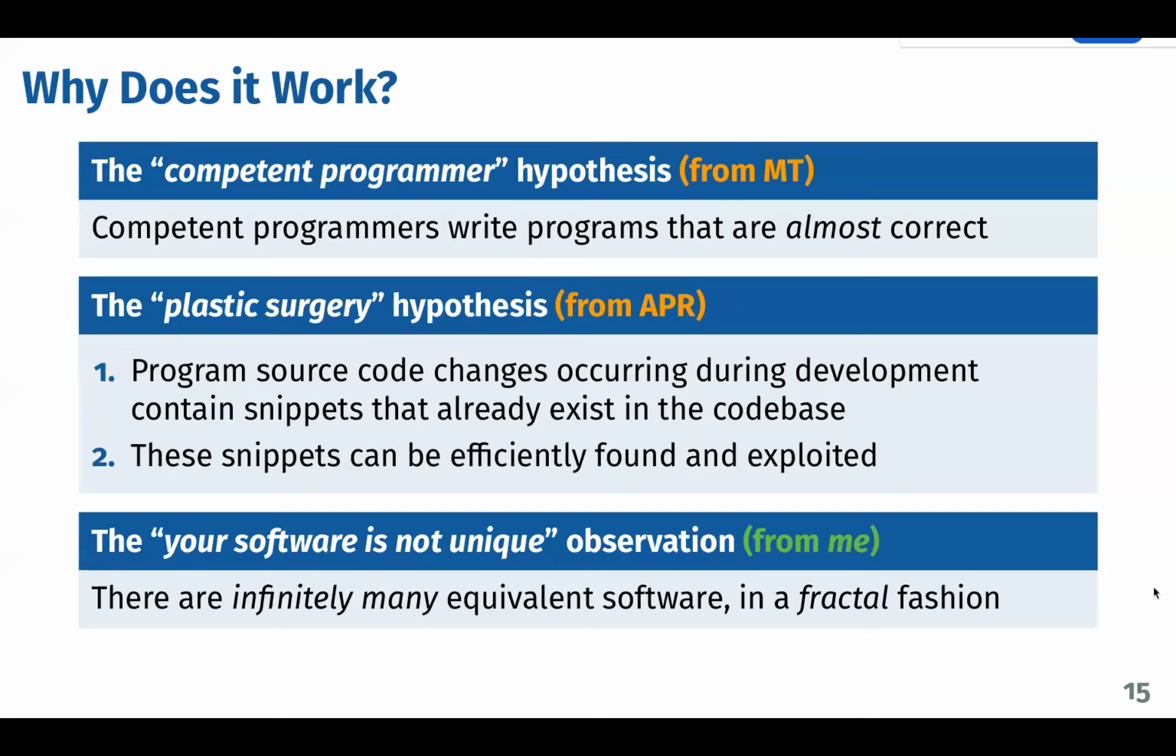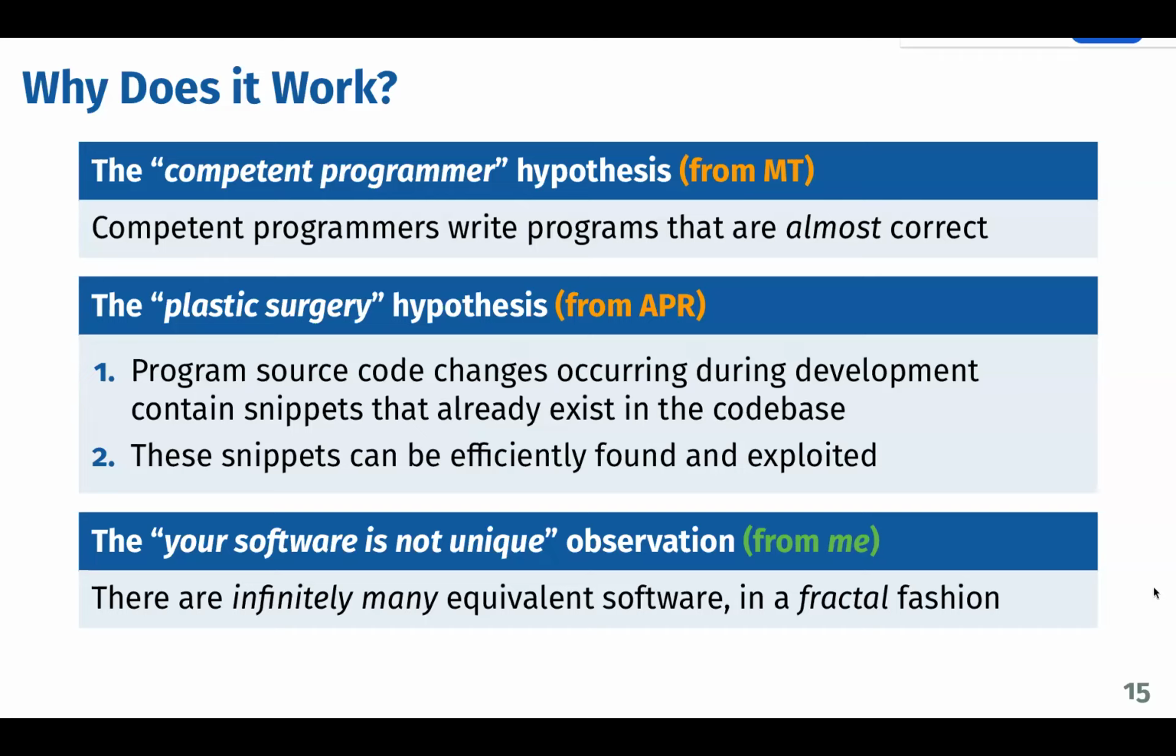The question then is, why does this kind of search work? And I have three answers to that. The first answer came from mutation testing, from which they have a hypothesis that they call the competent programmer, which is that competent programmers write programs that are almost correct. So that means that instead of starting from scratch to do program synthesis, we can indeed start from the existing software because it's a good heuristic as to where to search to find a better one.